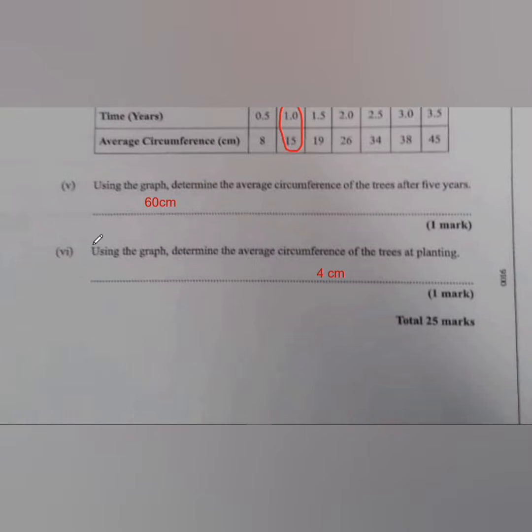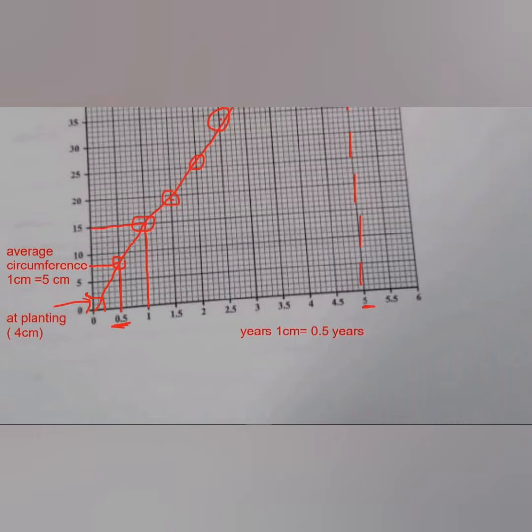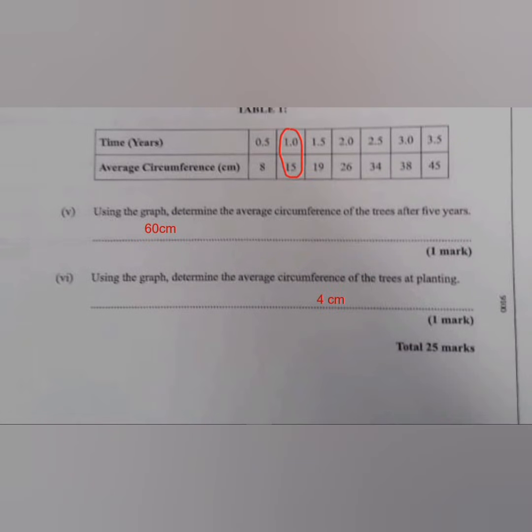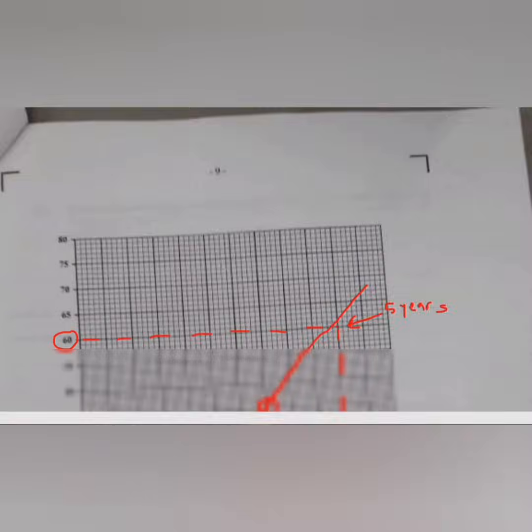The next question, using the graph, determine the average circumference of the trees at planting. What you would do is look at the initial time on your x-axis. You bring it up to where it would touch that line you drew, and you carry it across to see the average circumference it would have. I have here, it is at 4 centimeters. So 4 centimeters would be the answer for that one, and that's 1 mark.